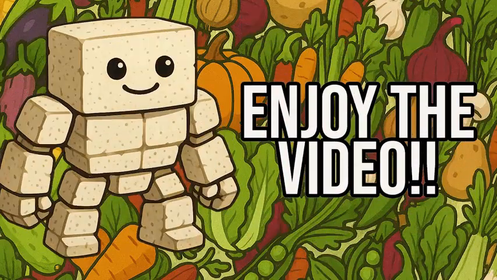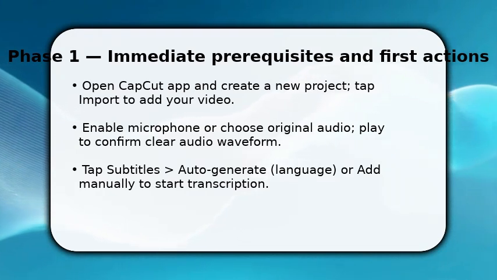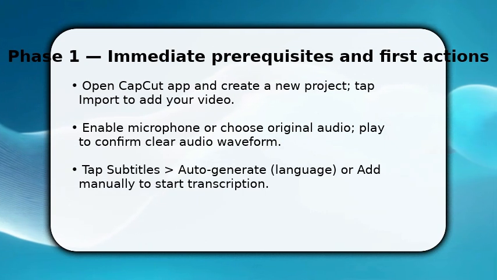Please enjoy the video. You'll start by getting the file into CapCut and confirming audio quality. Open a new project and import your clip. Make sure the waveform looks clean and not clipped. Then, choose Subtitles and select Auto-Generate for your language or Add if you prefer manual entry.